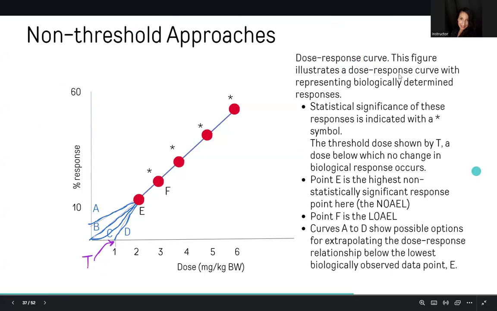So this is an example of a dose response curve. The statistical significance of these responses is indicated with the star symbol. So that includes this, and this one. The first one is F.